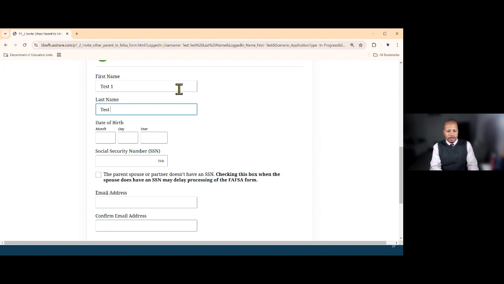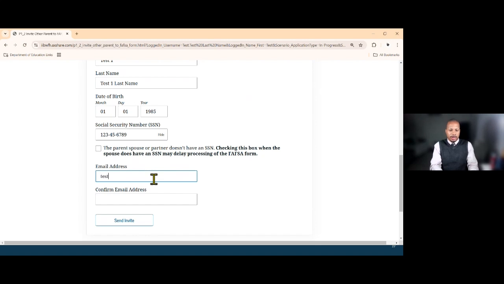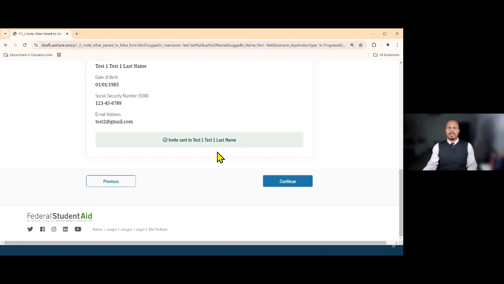So we're going to put this down as test 1, last name, because the parent's like, wait a minute, you forgot to add someone else. So they're going to put in that, and they're going to put in there. Again, if they don't have a social security number, they're just going to come in and click this box here. And then they're going to come in and enter test 2, right? And now they're going to send the second contributor an invite to provide information.